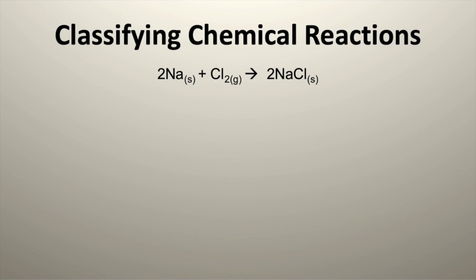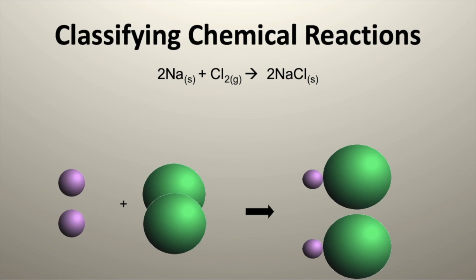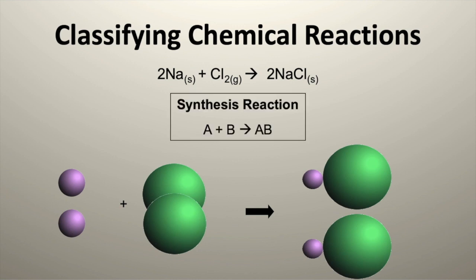In this first reaction, we begin with 2 different substances, an element, sodium, and a diatomic molecule, chlorine. The 2 substances combine to form a single substance, sodium chloride. We refer to this as a synthesis reaction. Synthesis reactions follow the pattern A plus B produces AB, although it is possible to have more than 2 reactants synthesize a single product.